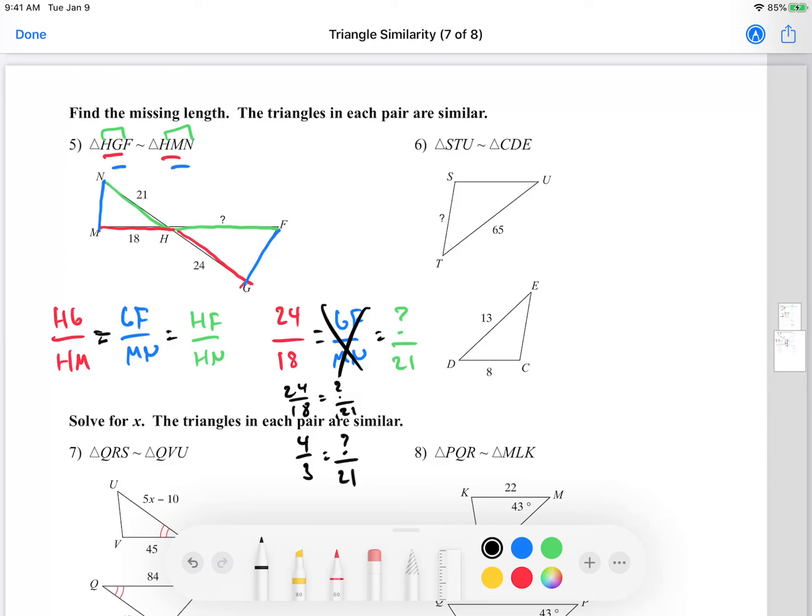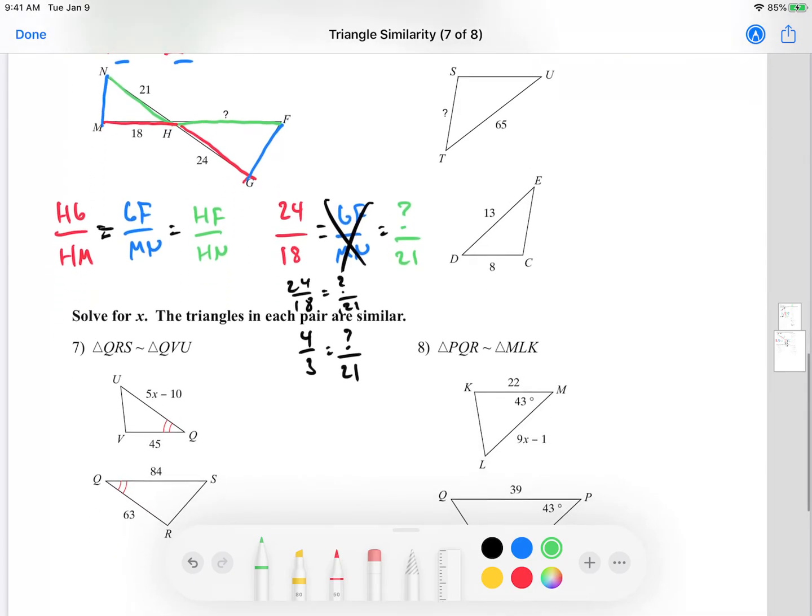Now how do I solve it from here? 21 divided by 3. How'd you come up with that? Why 7? Okay. I know that you're explaining that pretty well, but let me just show you a little bit simpler kind of idea.